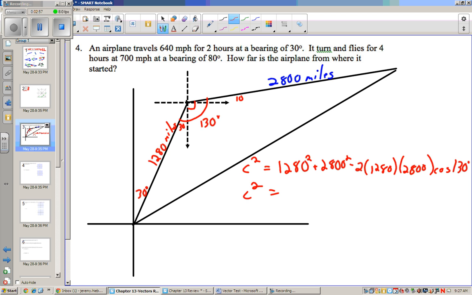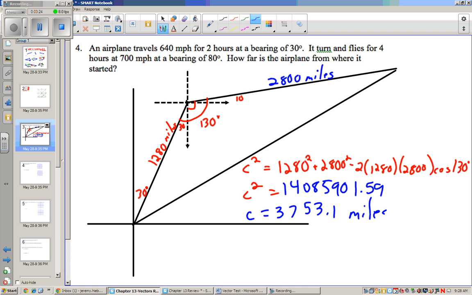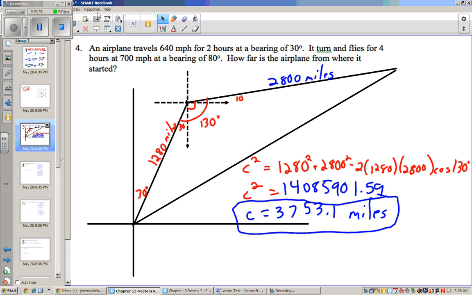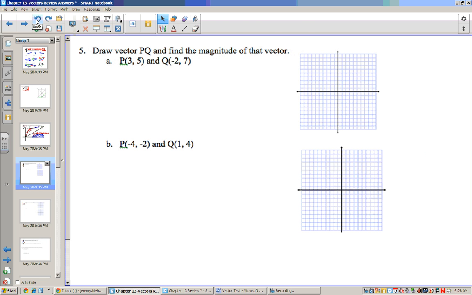And I have 14,085,901.59. And now to find out what my actual distance is, I need to square root that. So it's 3,753.1 miles. Now that tells us how far it is from where we started. All right, now we can go into the next problem.